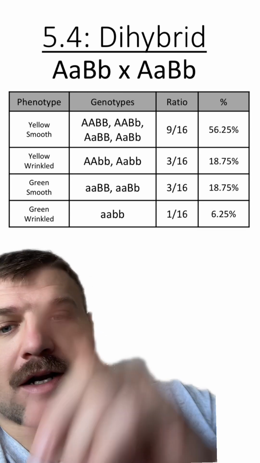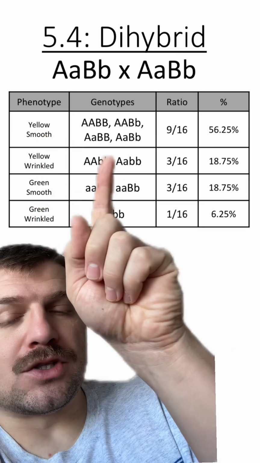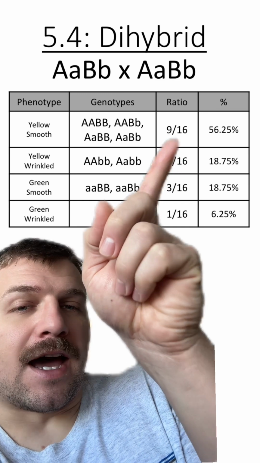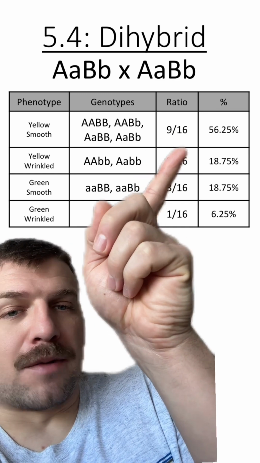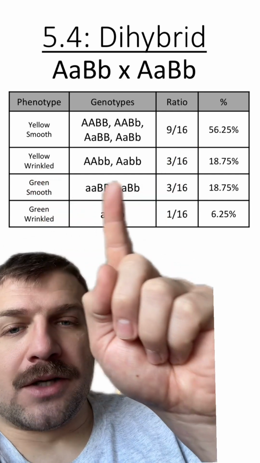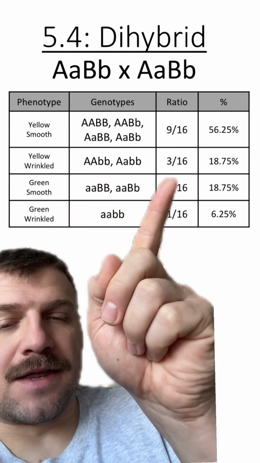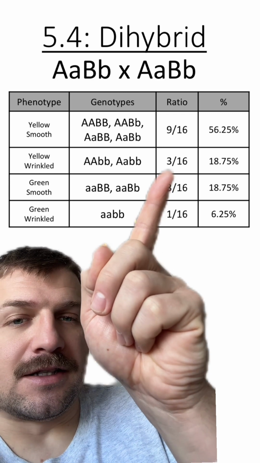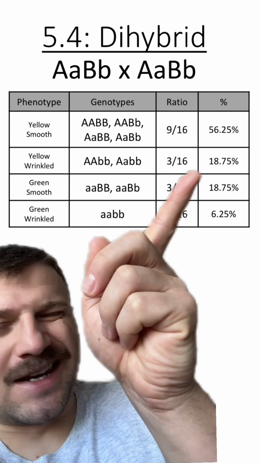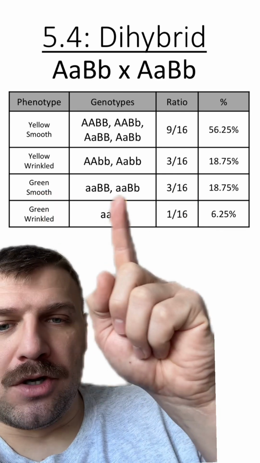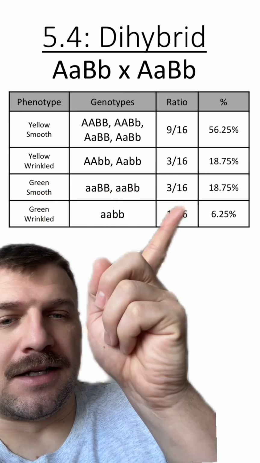If you look here, yellow and smooth have the most genotypes, and they're going to have the highest ratio, 9 out of 16, or about 56%. Yellow and wrinkled only have 2 different genotypes, and they're going to count for 3 out of the 16 different offspring, which is about 19%. Same with the green and smooth, 2 different outcomes, 3 out of 16, about 19%.